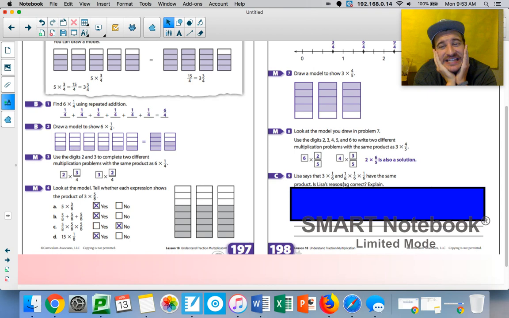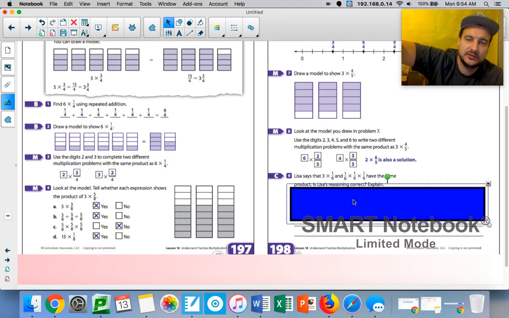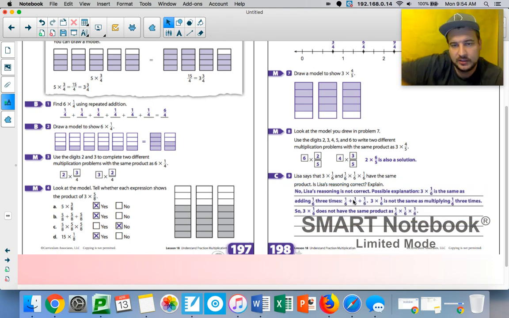Oh, sorry, Lisa. You're wrong. Remember, we talked about it over here. It doesn't model decomposing, multiplying. So what she meant to say is 3 times 1/6 is the same as 1/6 plus 1/6 plus 1/6. So is Lisa's reasoning correct? No. Lisa's reason is not correct. Here are all the reasons why Lisa is wrong.